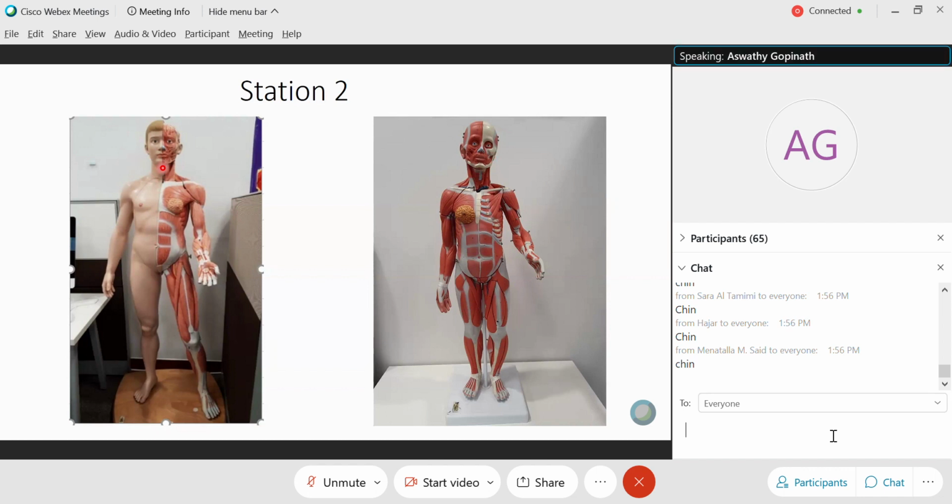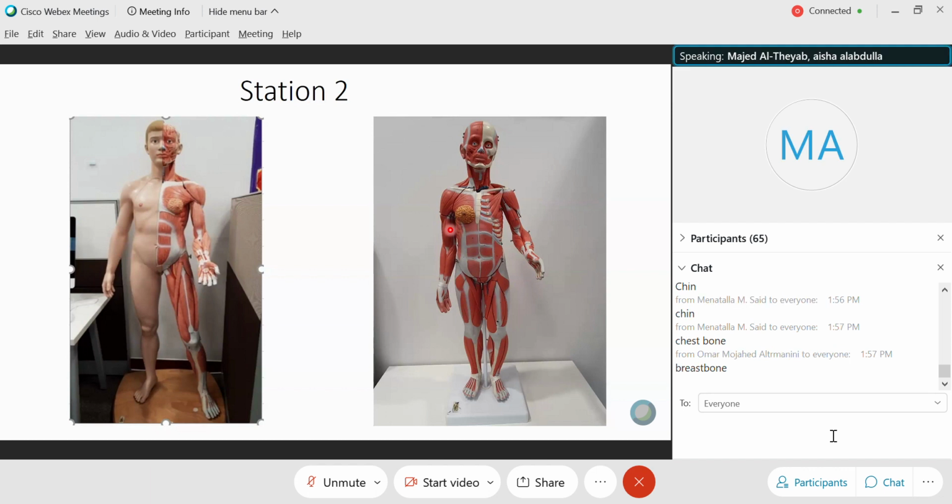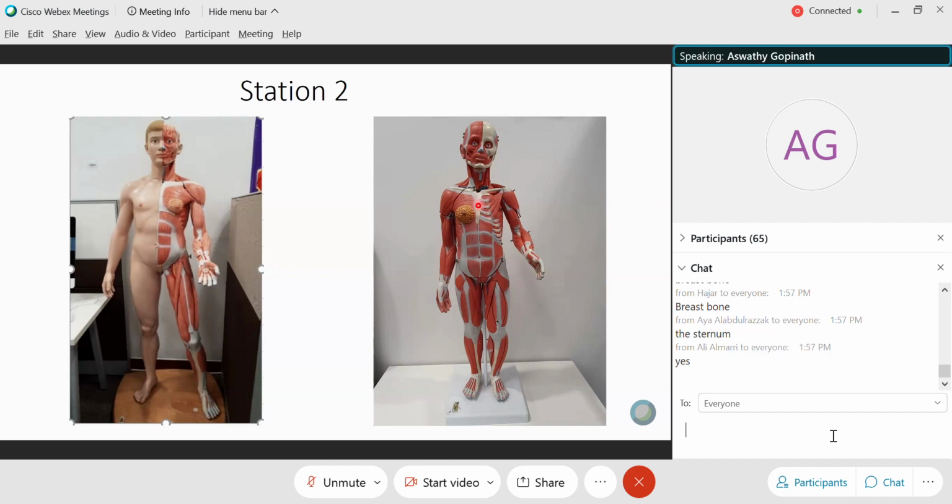Now, what is the sternal region? It's between the pectoral regions. Okay, can you see the breastbone where my pointer is there? The sternum. So, the area overlying the sternum, you call it as the sternal region. Okay. So, this portion you call it as the sternal region.